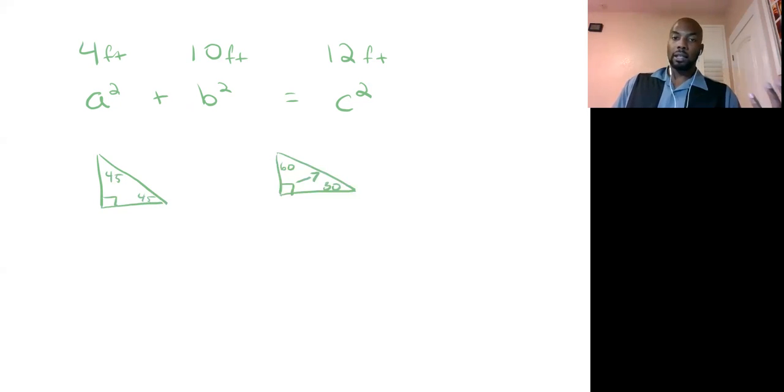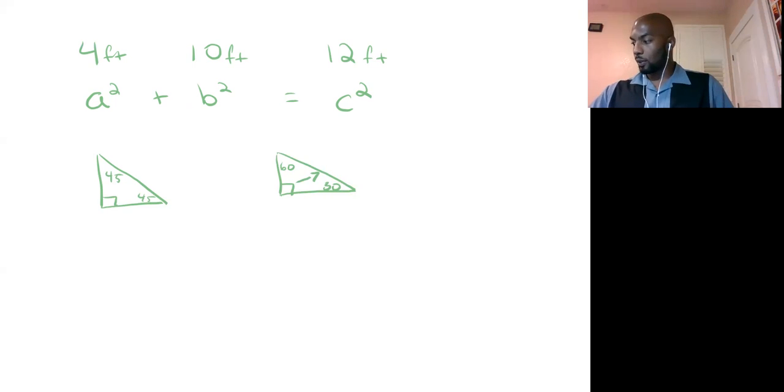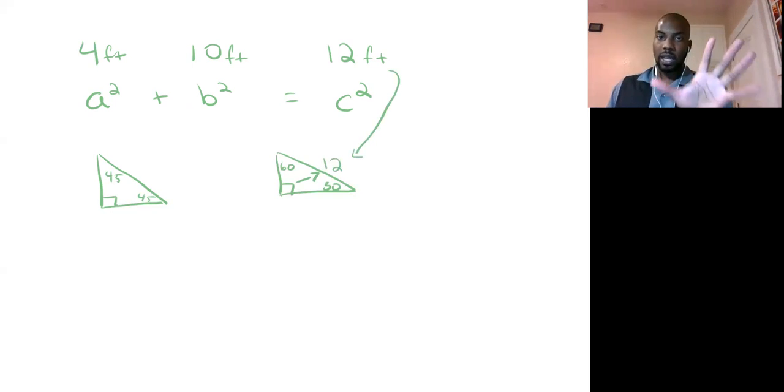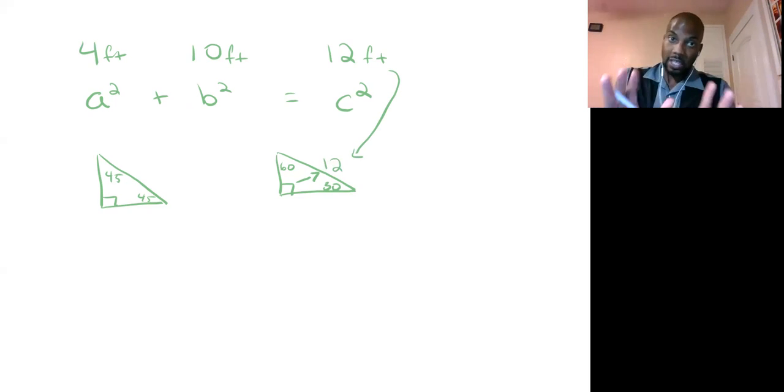Well, the hypotenuse must be the longest, right? So I must assume that whatever number they give me might be the hypotenuse, if we're assuming it's going to come out balanced on both sides. We don't know that yet. But if it is going to be a right triangle, the longest measurement, 12 feet in this case, has to be the hypotenuse, because the hypotenuse is always going to be the longest edge of a triangle.